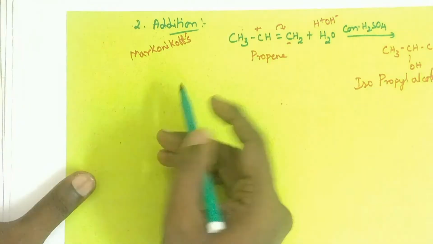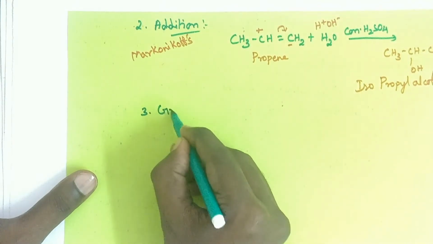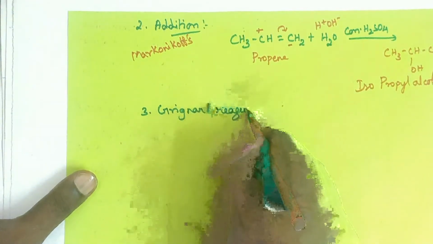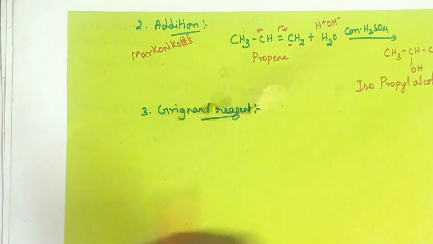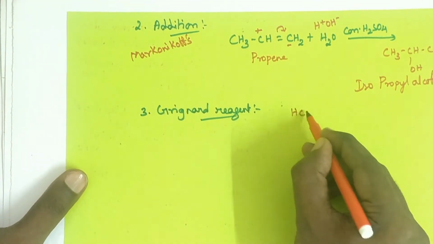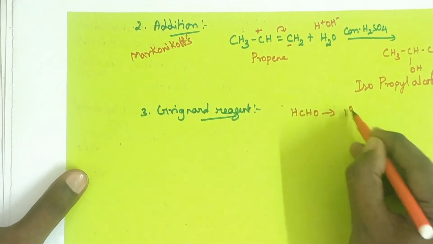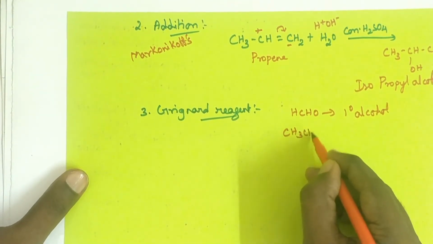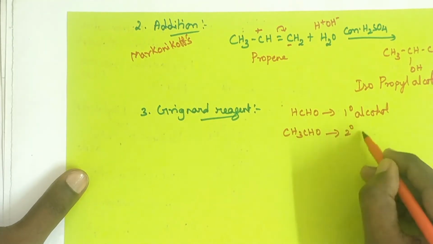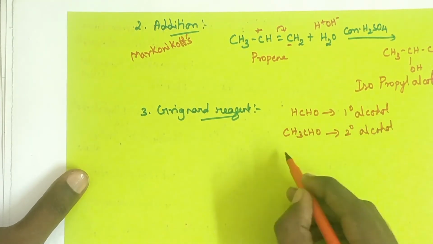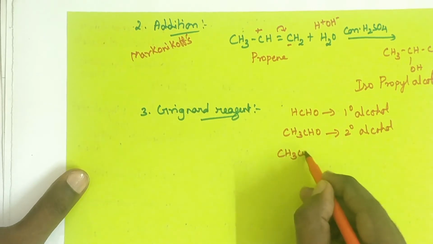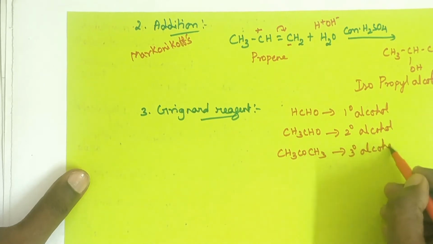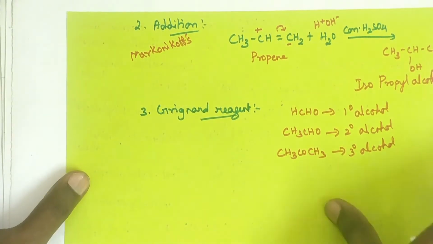So the third one is the Grignard reaction, using Grignard reagent. This one we already studied in 11th standard. If it is formaldehyde, it will give a primary alcohol. If it is acetaldehyde, it gives a secondary alcohol. If it is acetone, it gives a tertiary alcohol. I will teach one topic, and the remaining topics you will try at home.